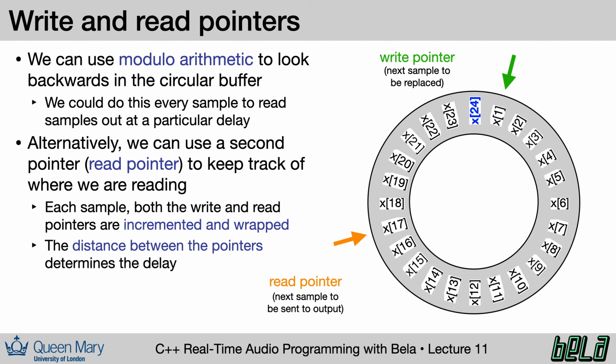They remain 8 samples apart. Then we replace x of 1 with x of 25, reading out x of 17. We increment both pointers again, replace x of 2 with x of 26, reading out x of 18, and we can go on like this indefinitely. Notice that as before, there's nothing special about the beginning or the end of the region in memory. It is effectively a circle.